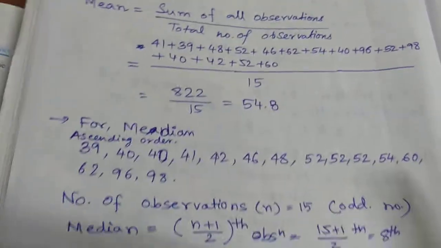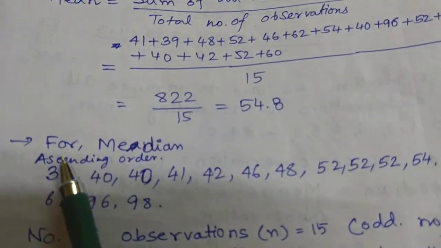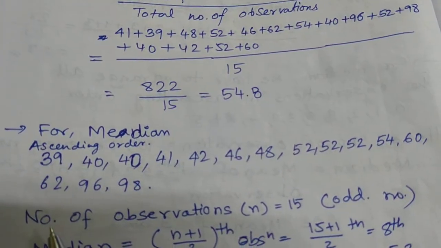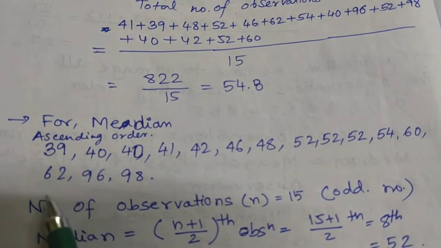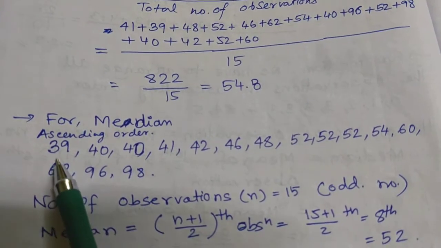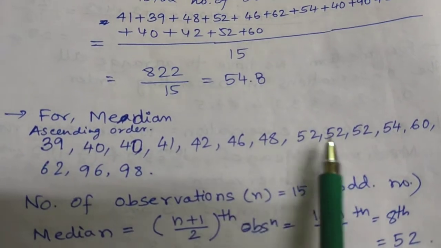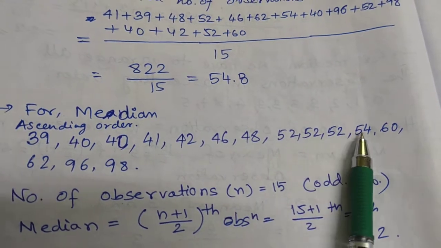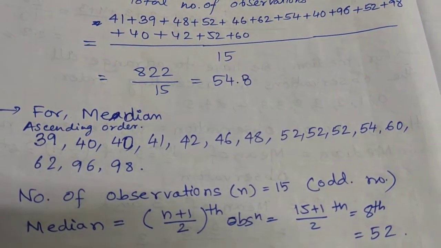Now the next part is the median. Last time also I told you that for the median we have to arrange the observations in either ascending or descending order. Here I'm doing it in ascending order. So we got 39, 40, again 40, 41, 42, 46, 48, 52, again 52, again 52, then 54, 60, 62, 96, 98. These are the 15 observations.